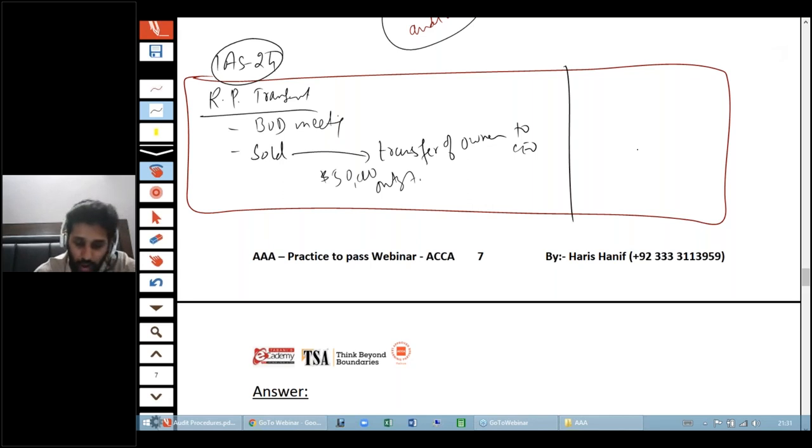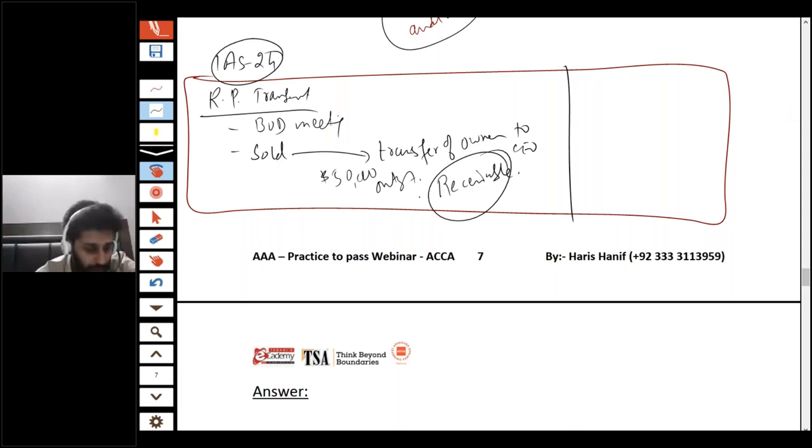Should it? Yes, it should be accounted for as the receivable. It is a receivable, right? You should think of the accounting treatment. So simple as that.